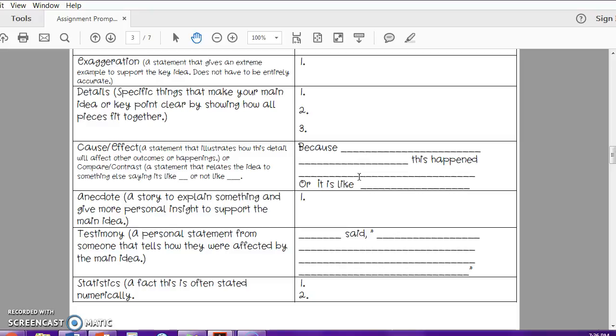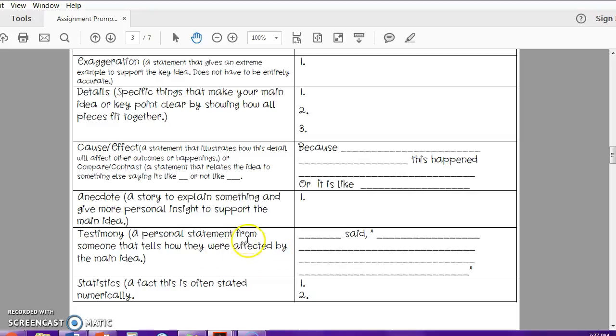Or you could do a compare and contrast. So a statement that relates to the idea or something else, like saying it is like this or it's not like this. So compare and contrast, think simile, metaphor. Anecdote, remember that's a fancy word for a story. It's when you explain something, you give more personal information to support your main idea.